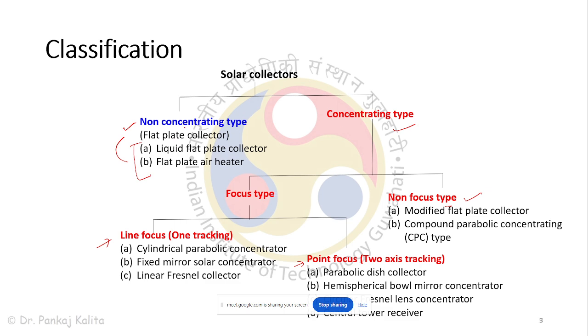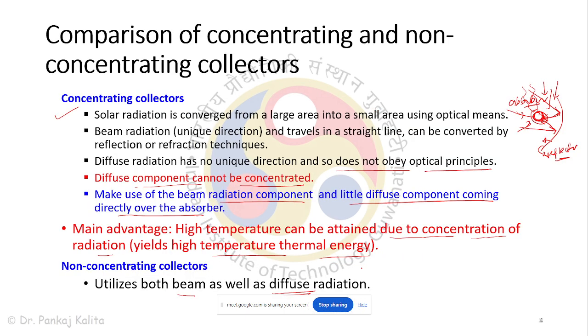Now, in non-concentrating type, we have the flat plate collector, which could utilize either liquid or air. So it could be a liquid flat plate collector or an air heater flat plate collector. Now, in concentrating type, depending on whether we concentrate on a focus or go for a non-focus type, in focus type it could be, as I have said, line focus or point focus. Line focus is where you concentrate all the incoming solar radiation on a line, that is your focal line, and in point focus it is concentrated on a point, depending on what application you require.